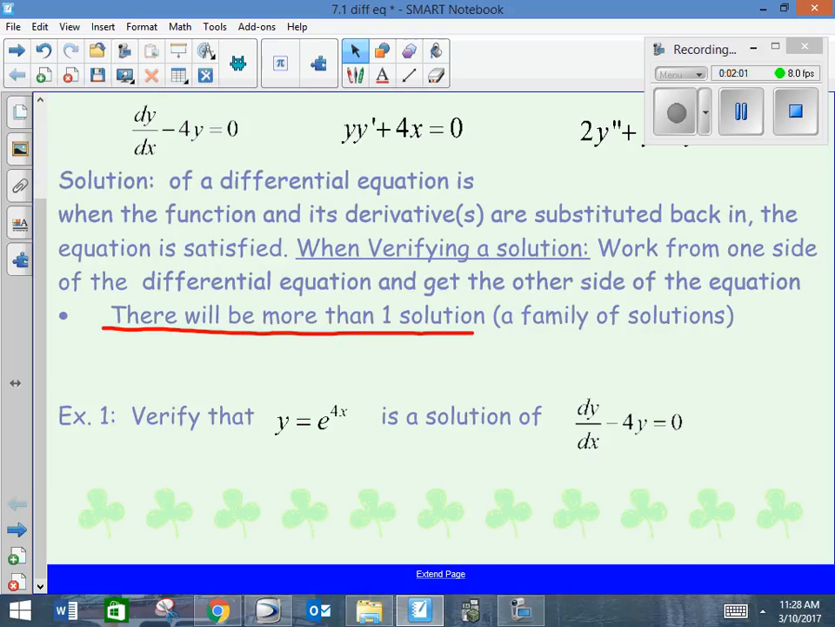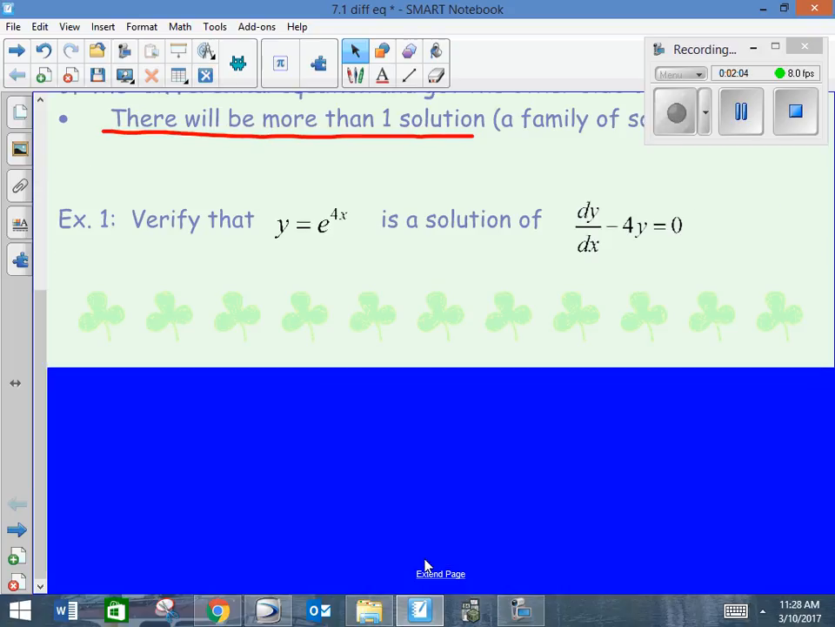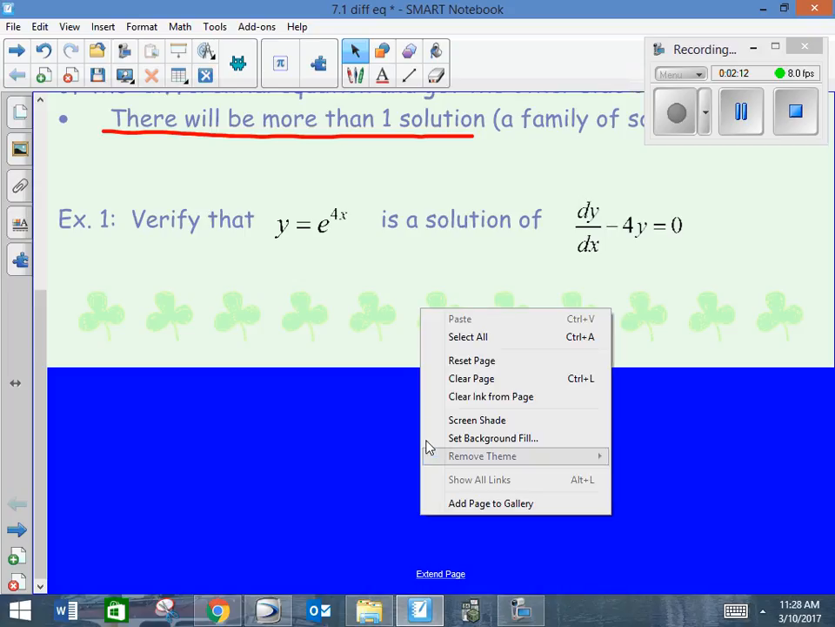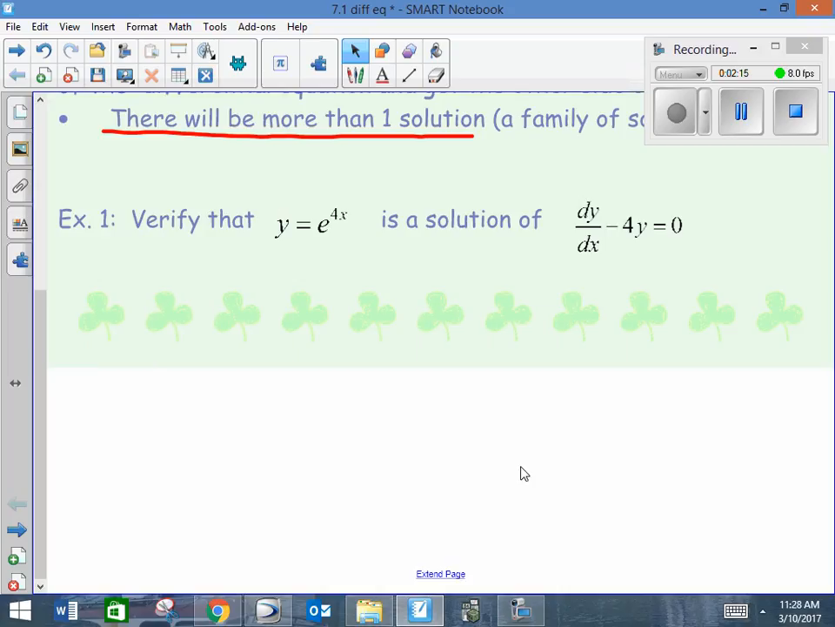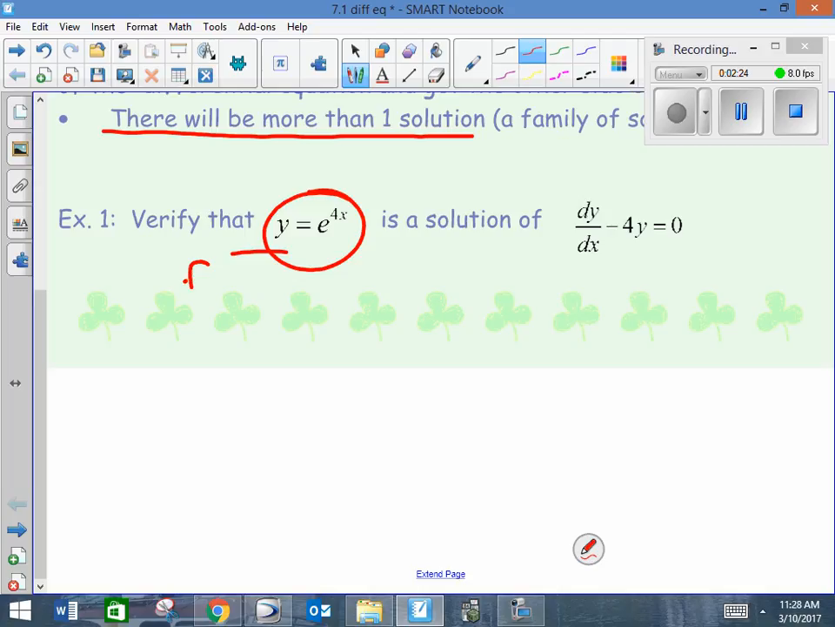Okay. So let's do a simple one. I'm not sure why that's dark blue down there, but anyway. All right, so we're going to verify. Verify y equals 4 e to the 4x is a solution. Okay, so this is your function, just to be clear. This is the key. Okay? All right, so this is what we have to verify.